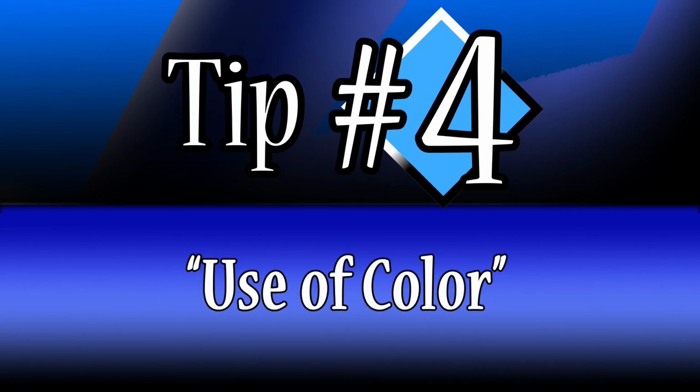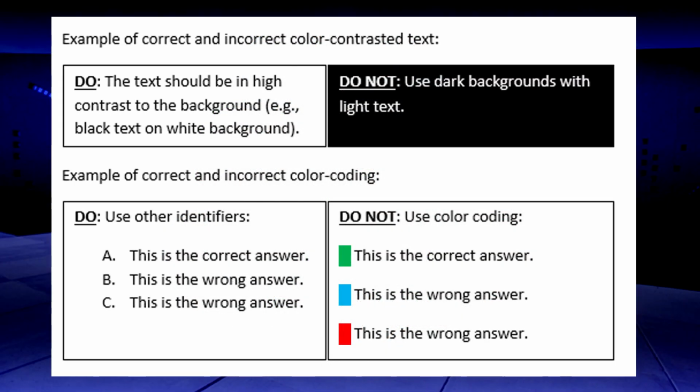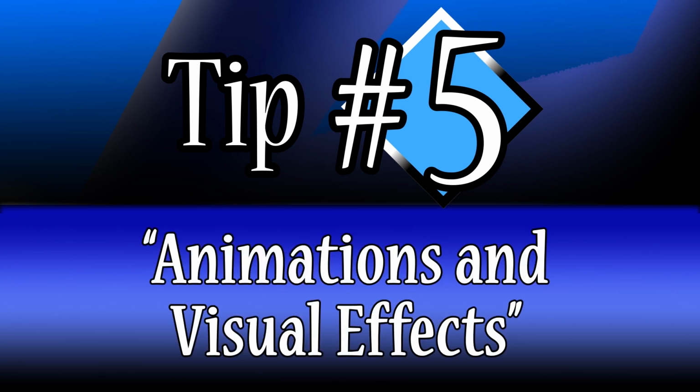Tip number 4, use of color. The most important things to remember about color are: number 1, all information shown with color must be available without color. And number 2, do not use color coding, like color-only blocks for multiple choice questions or actions, as shown in this example. Tip number 5, animations and visual effects.